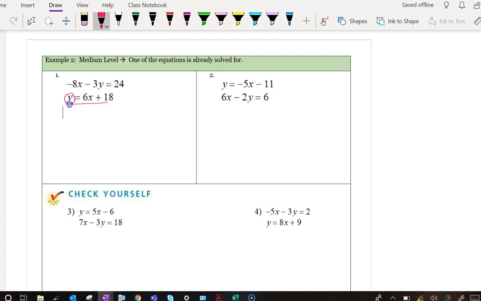It has a coefficient of 1, which means what I'm going to do is, because this part is equal to y, and I have a y right here, I am going to replace that 6x plus 18 in for y in the other equation. So I'm going to say, all right, I'm going to start with negative 8x minus 3, and instead of y, I'm going to write 6x plus 18. And then I'm going to finish out the 24.